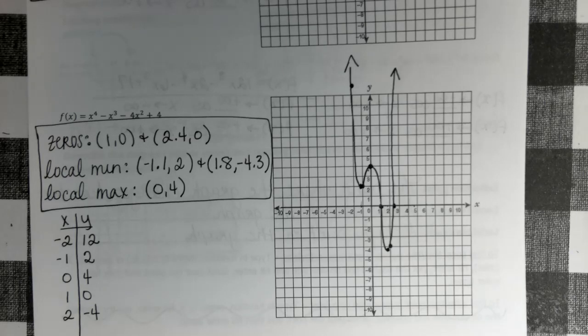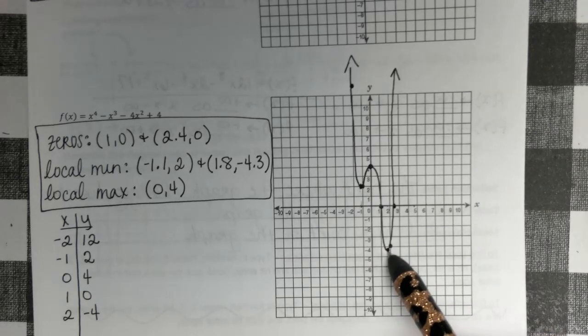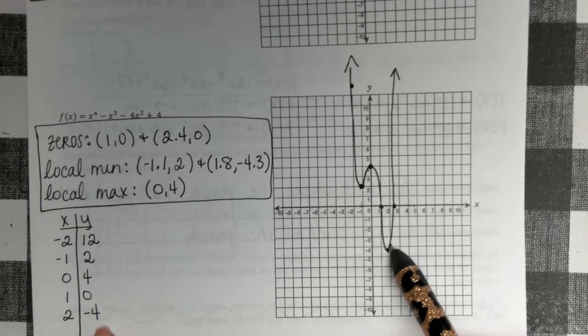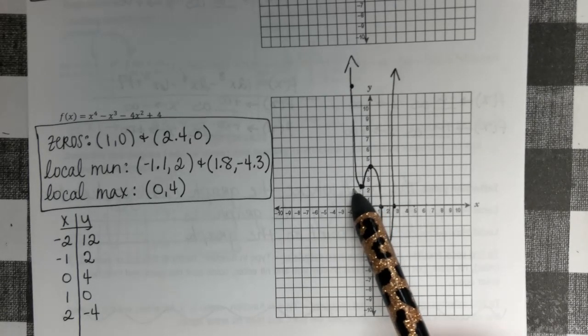Are y'all good with that? Is that 2 points on the last, the lowest part right there? So you have your 1.8, negative 4.3, and then you're going up to 2, negative 4. So they're very close. Just like this point over here, there's technically 2 points here. They're just really close because this one had to be rounded.